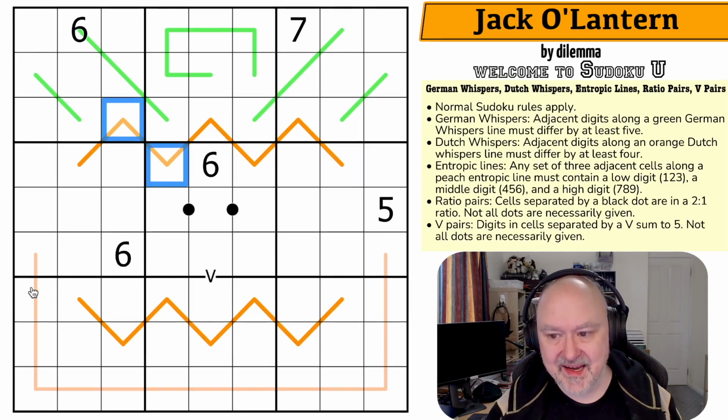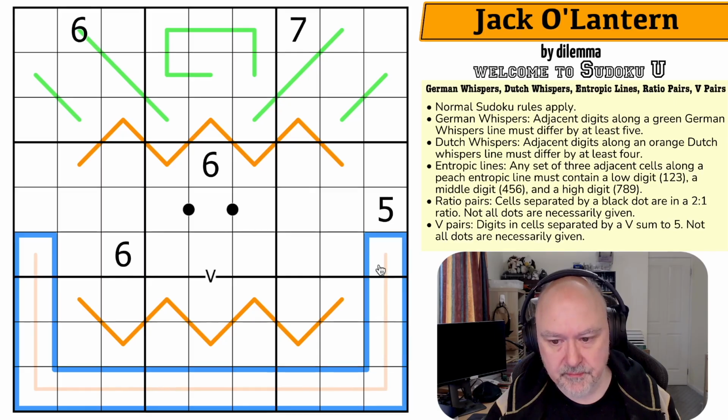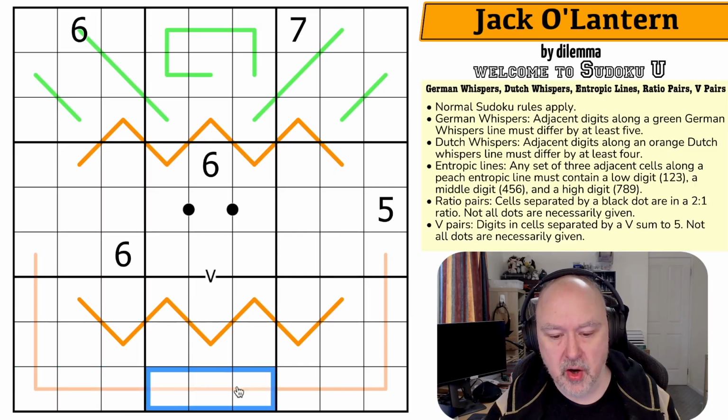Entropic lines. Any set of 3 adjacent cells along the peach entropic line must contain a low digit, 1, 2, 3, a middle digit, 4, 5, 6, and a high digit, 7, 8, 9. So this is the entropic line, to be very, very clear. Any 3 digits that are adjacent along this line will contain a low, mid, and a high. Those 3 will, those 3 will, and those 3 will.